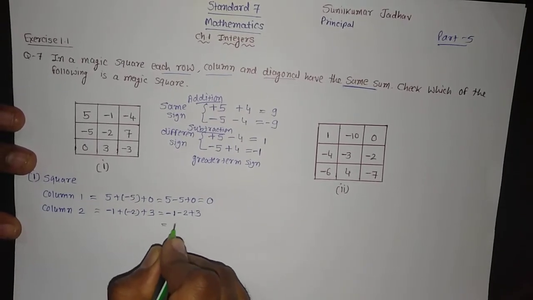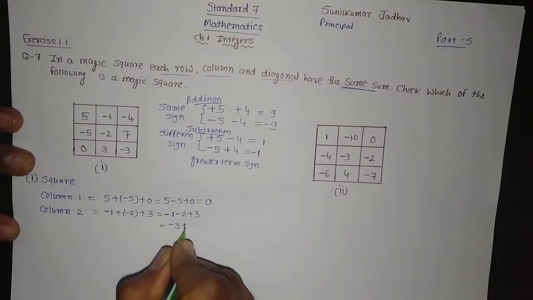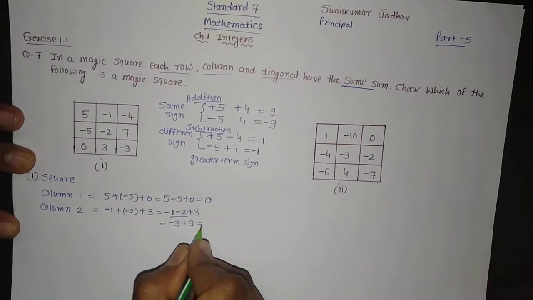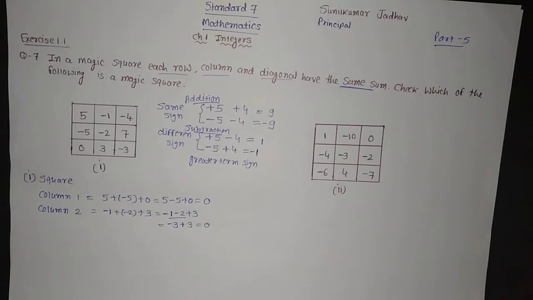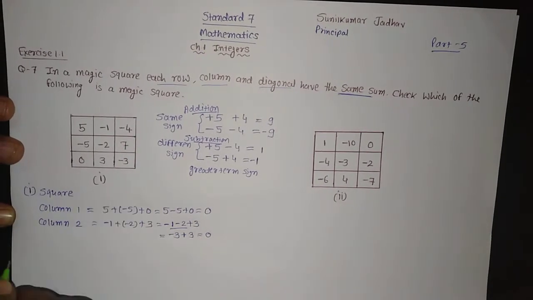So, I'll write it 3. And both has the minus sign. So, minus 3 plus 3. This is remaining. This we have done. Minus 3 plus 3 is equal to 0. So column number 2 addition is also 0. Now we will go for column number 3.